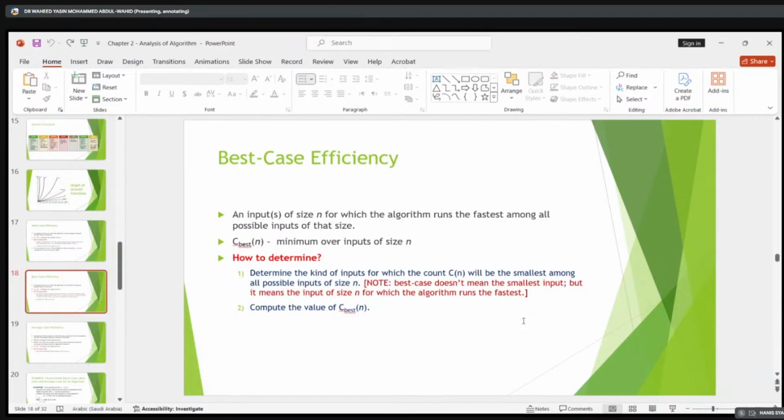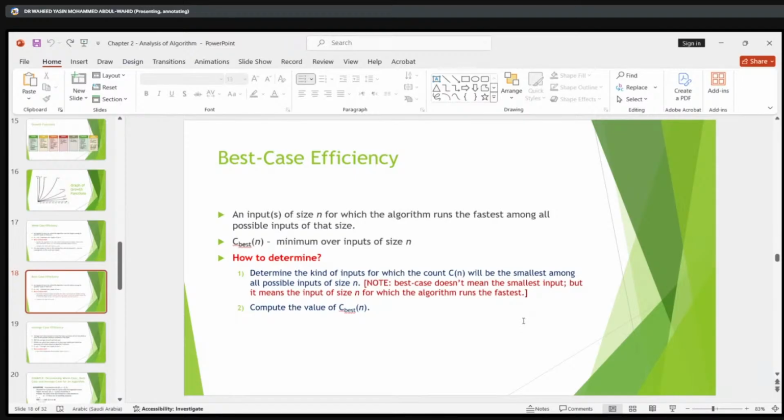Best case efficiency: for an input size of n, it is the input for which the algorithm runs the fastest among all possible inputs of size n. C best is the minimum over inputs of size n. Like we make a comparison, like I told you, if the key is the first element, this is the best case. If it is the last element, this is the worst case. If it is not in the list, it is also the worst case.